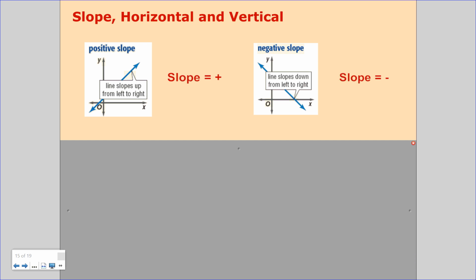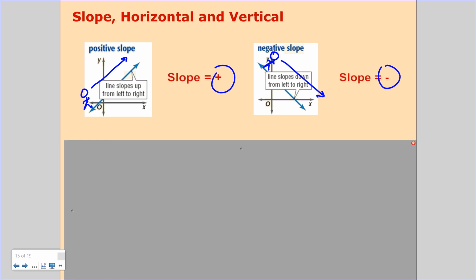Okay. The last thing we're going to look at are different types of slope scenarios, especially including horizontal and vertical lines. So positive slopes, we have discussed, they go up from left to right. So a positive slope will always move in this direction. A negative slope will always go down from left to right. Again, imagining the man going down that line, that's always going to be a negative slope.